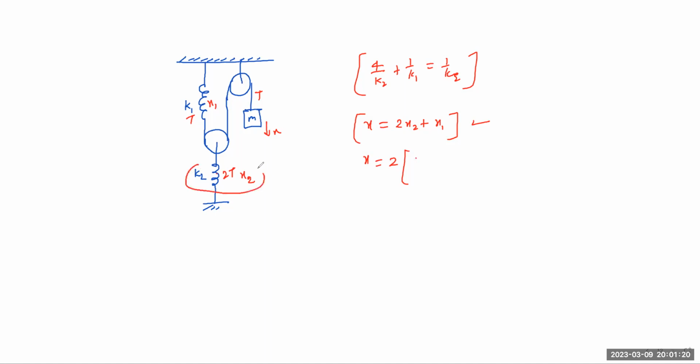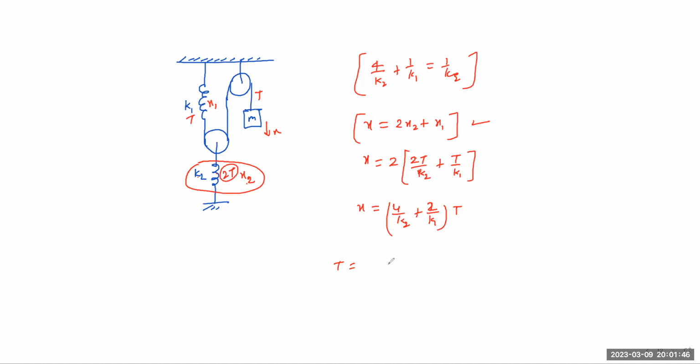2T by K2. Every spring will balance the tension. So T by K2. x2 is K2 x2 is 2T, right? Yes, sir. 2T by K2. It is 2T by K2, not T by K2. And x1 is T by K1. So basically x is here 4T by K2 plus 2T by K1 into 2.